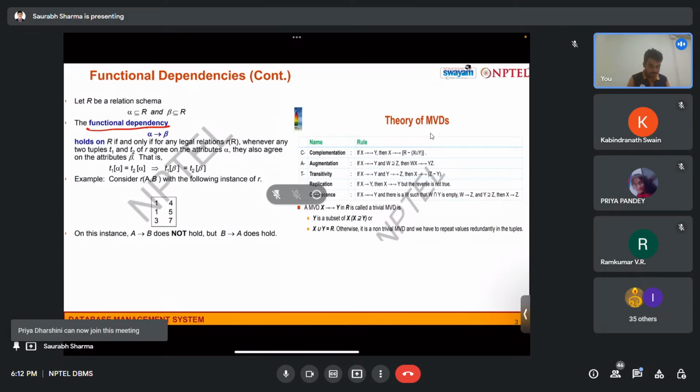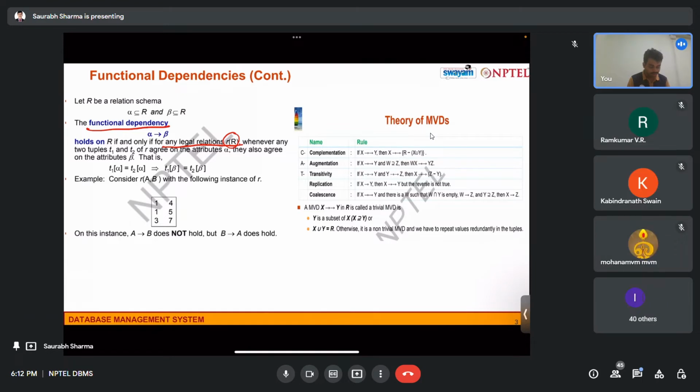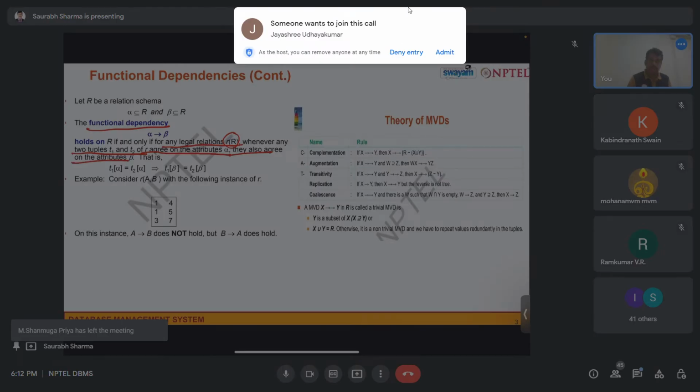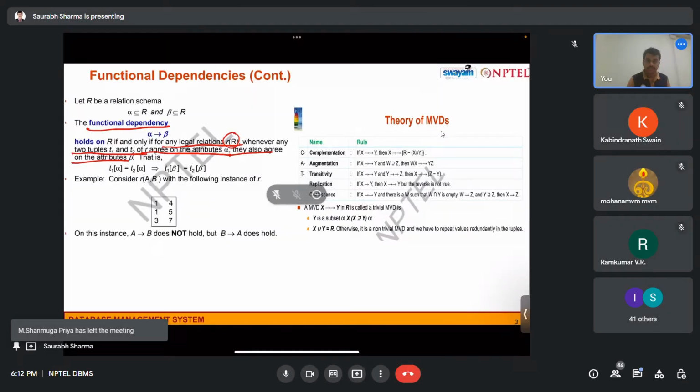So what does functional dependency tell? It tells that for any legal relation R, basically pointing out the instance of the relation, whenever two tuples T1 and T2 of R agree on the attributes of alpha, they also agree on the attributes of beta. This is taught in the PPT, the lectures. We will use it in today's questions.